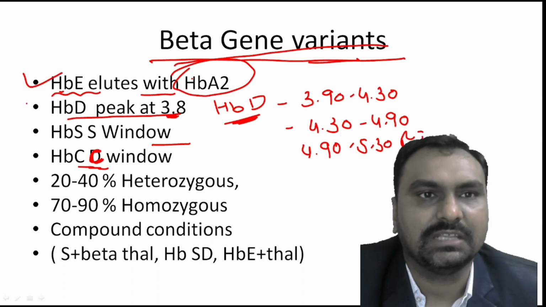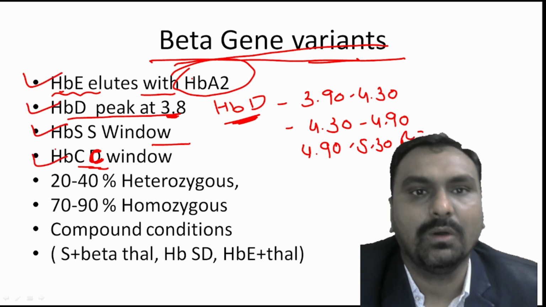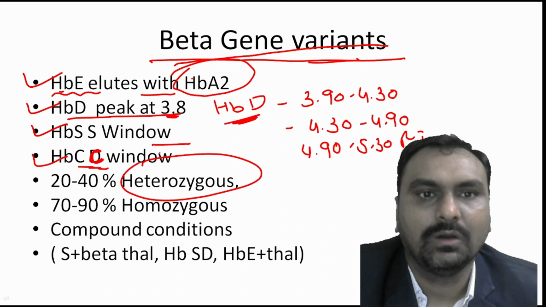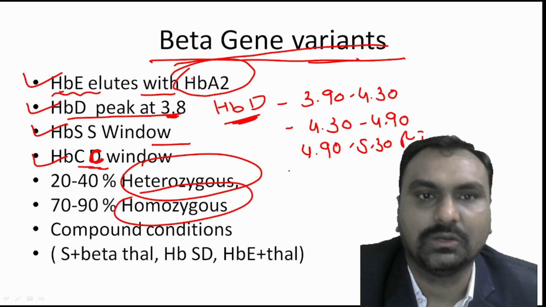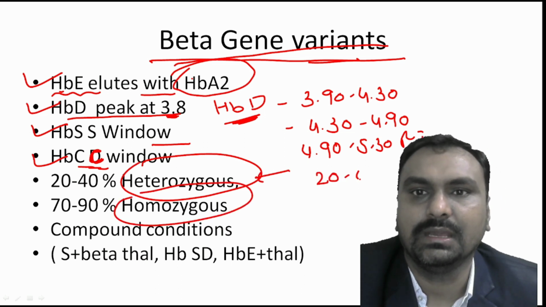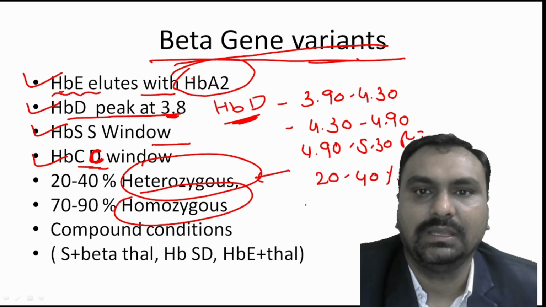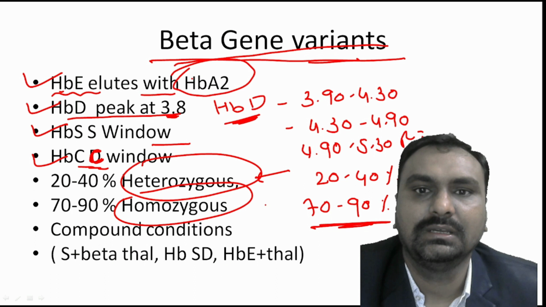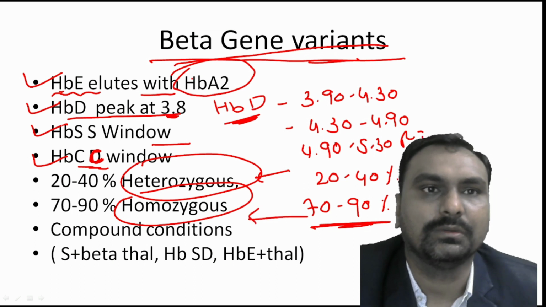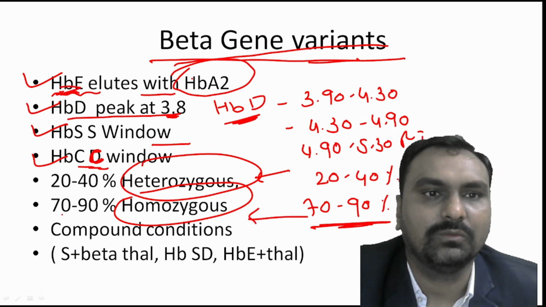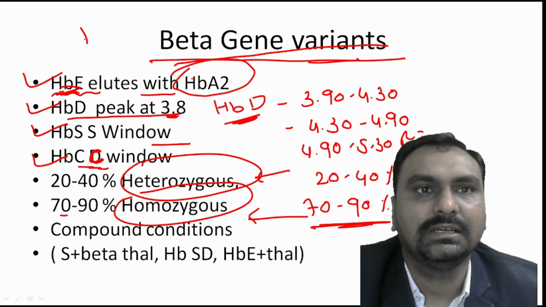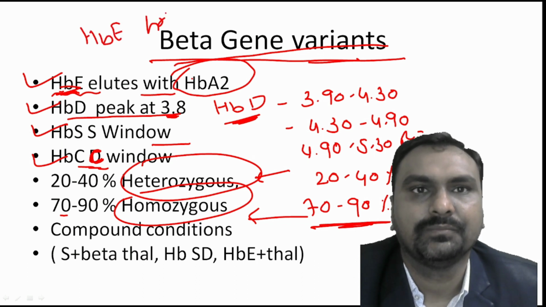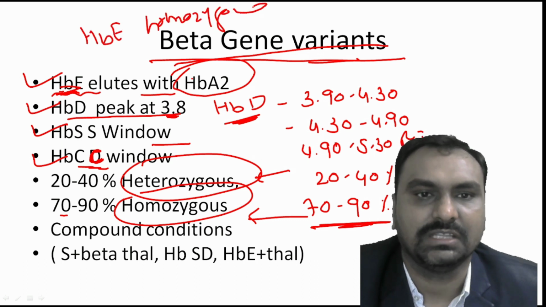Here, HbE, HbD, HbS and HbC may each be either heterozygous or homozygous. In the heterozygous case, the percentage will be around 20 to 40%. But if the percentage of that abnormal hemoglobin is 70 to 90%, it will be homozygous. So suppose the HbE concentration is around 75, you can say it is HbE homozygous, and it will elute with the HbA2.